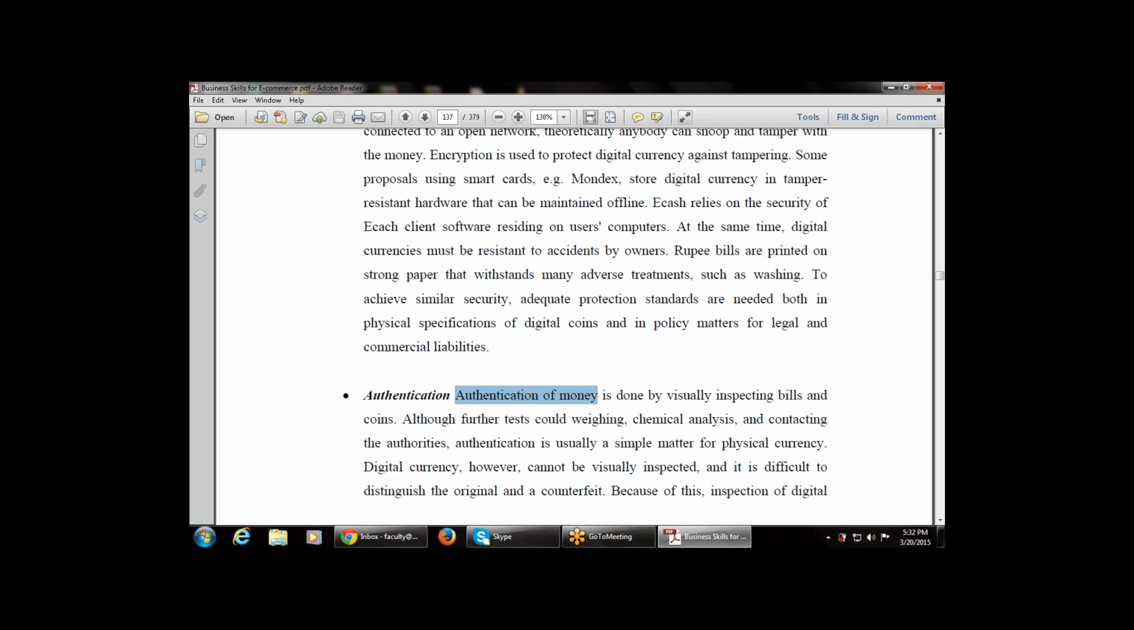If I say physical currency, for example coins, for example paper notes, it is very easy to authenticate physical currency. But if I'm talking about digital currency, it is difficult to authenticate. It cannot be visually inspected, and it is difficult to differentiate the original from a counterfeit. Counterfeit means a fraudulent transaction. It is very difficult to detect which transaction is correct and which is not in the case of digital currency.